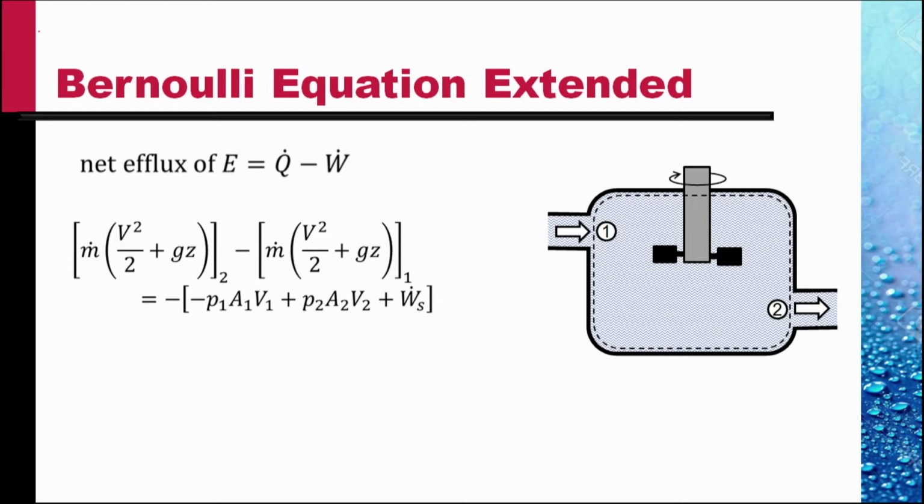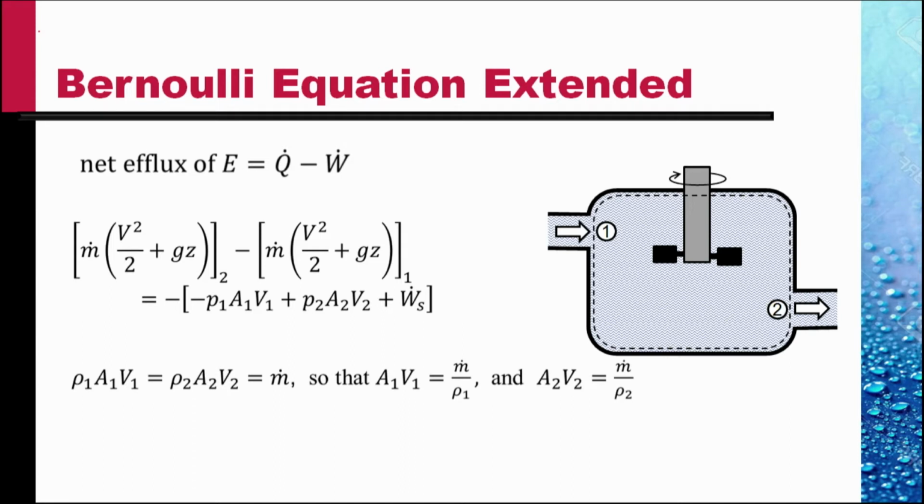This is the net flux of energy, and that should be equal to minus the net work done by the system, and that we have shown is minus P1 A1 V1 plus P2 A2 V2 plus W dot S. Now rho 1 A1 V1 is equal to rho 2 A2 V2 for a steady system, and that is equal to the rate of mass throughput.